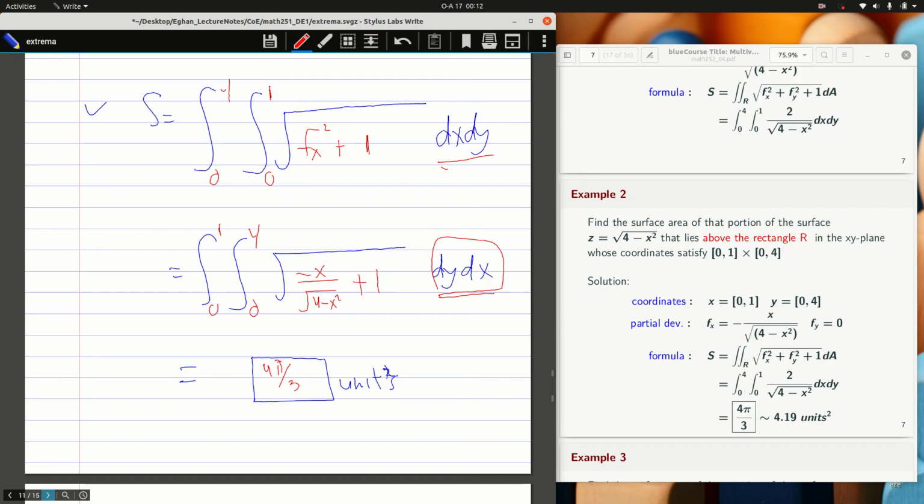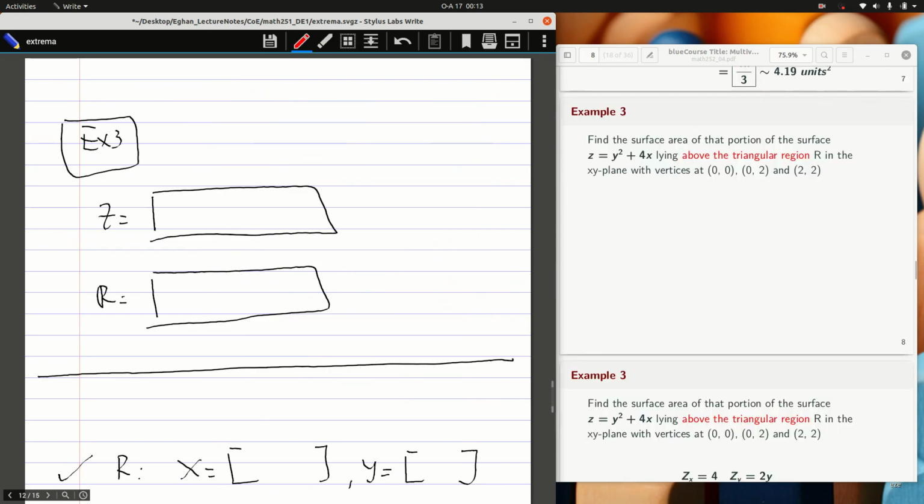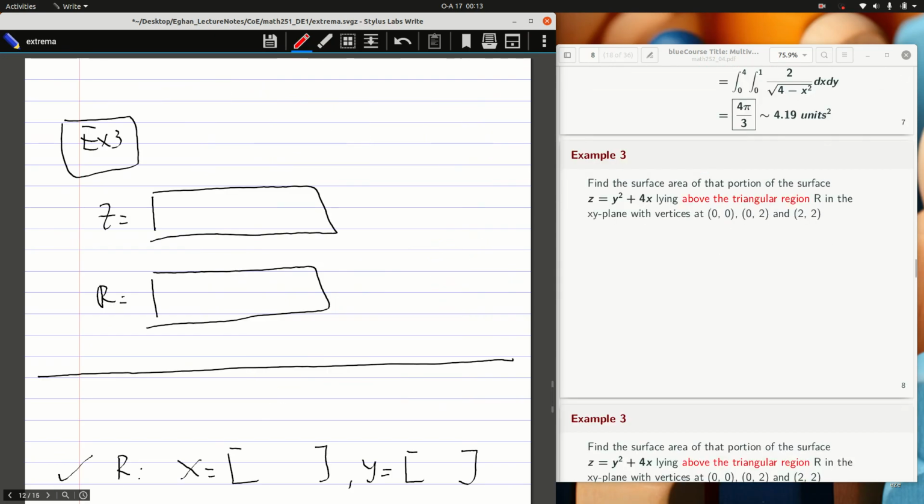The third example. Now you ask yourself, what is the surface here? The surface here is given as y squared plus 4x. What is the region here? I told you that we always must find the region. The region here is a triangle.